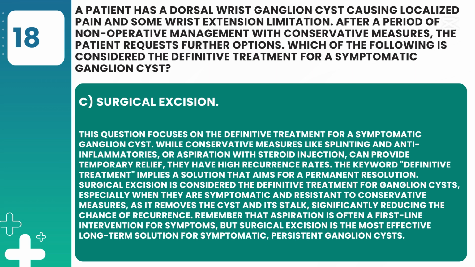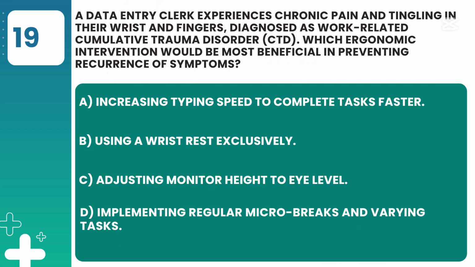Surgical excision is considered the definitive treatment for ganglion cysts, especially when they are symptomatic and resistant to conservative measures, as it removes the cyst and its stalk, significantly reducing the chance of recurrence. Remember that aspiration is often a first-line intervention for symptoms, but surgical excision is the most effective long-term solution for symptomatic, persistent ganglion cysts.